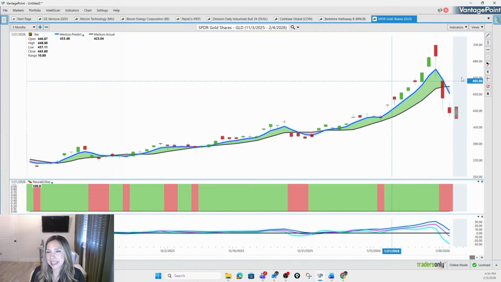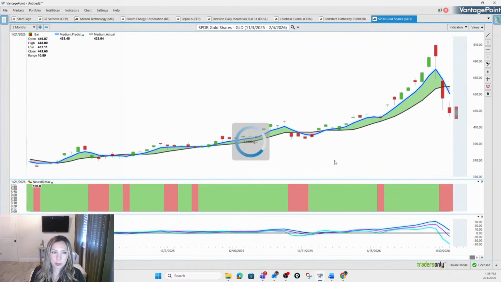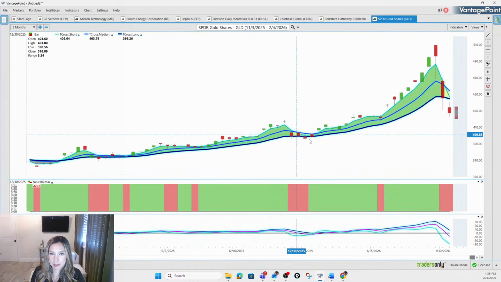As we see, I'm going to load up our triple cross here so you can see how many times price action has come down to really test that level, but never really drops too much below that T-cross long level. So you can utilize that T-cross long level to manage that position.